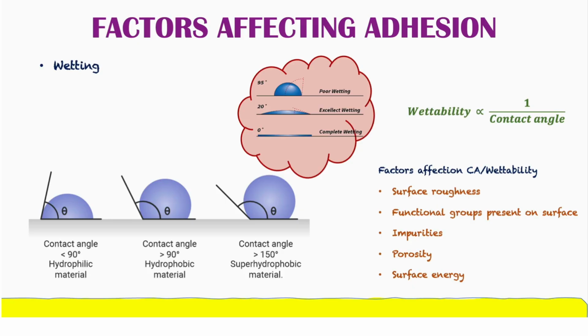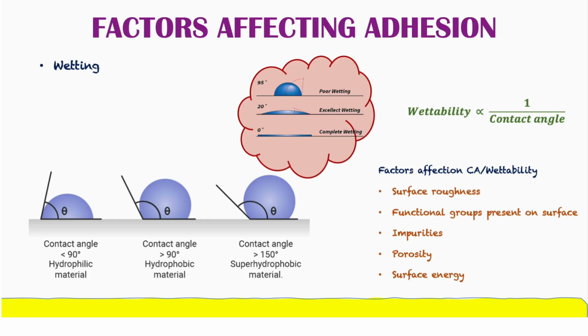So we see that the contact angle has some relation to the wettability, or the wetting property, of the liquid, of the coating over here. And we see that as the wettability increases, contact angle decreases, or vice versa. If the contact angle is increasing, wettability is decreasing. So we can say that the wettability is inversely proportional to the contact angle.